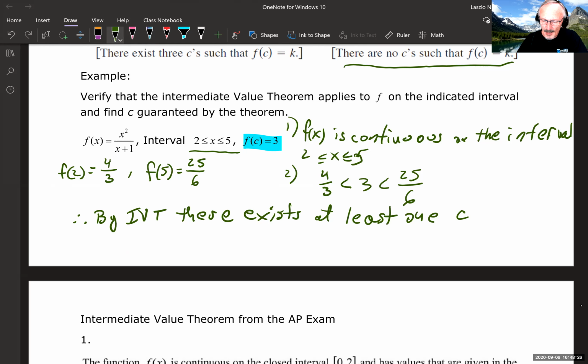And so we've established that f of x is continuous on the closed interval 2 through 5. We've established that basically f of c equals 3 is what we're trying to double check to make sure that this y value will actually be the value of our function f somewhere inside the interval 2 through 5. And we've certainly highlighted the fact that the y value of 3 is inside f of 2, which is 4/3, and f of 5, which is 25/6.